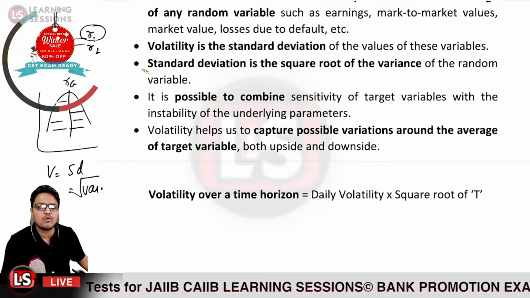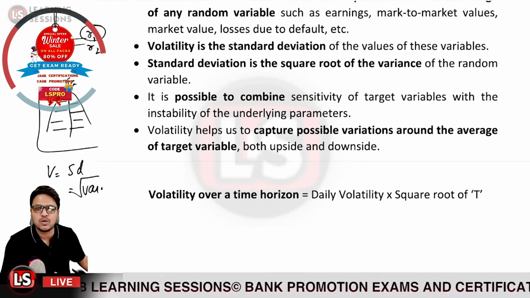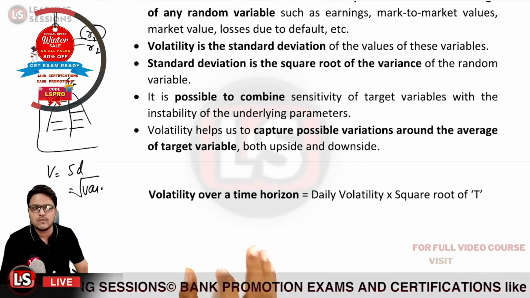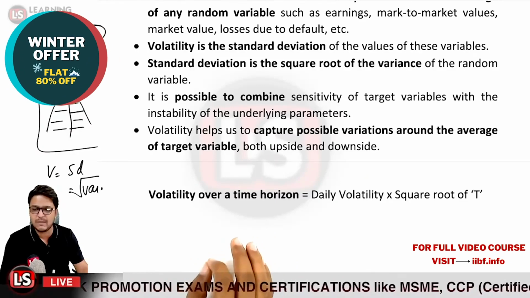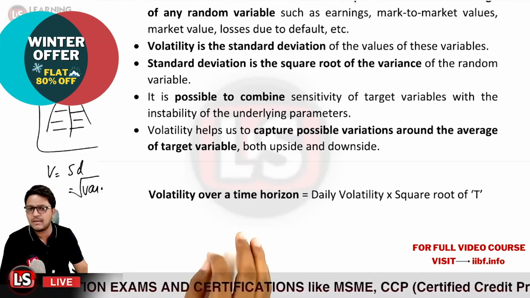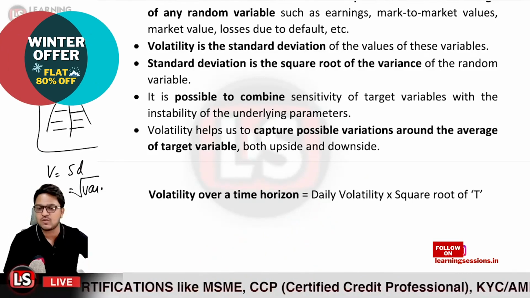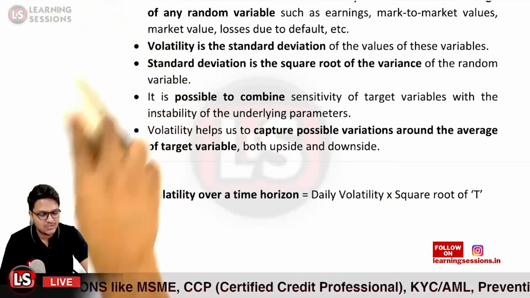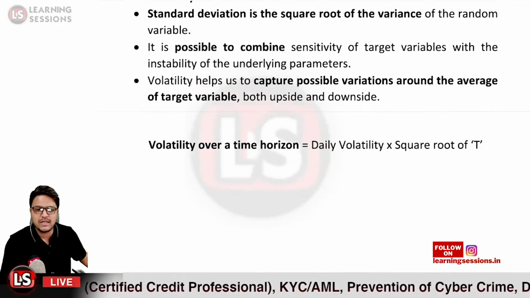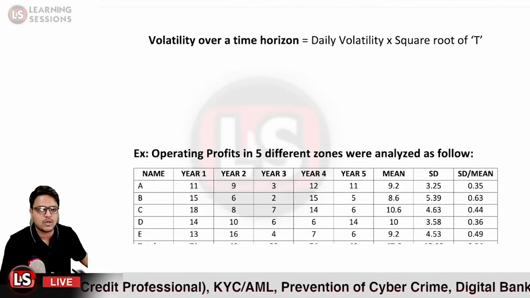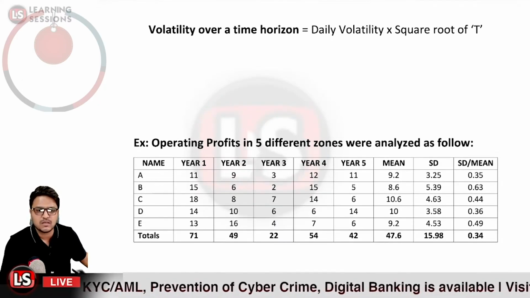Volatility over a time horizon is equal to daily volatility multiplied by the square root of t. So volatility over a time horizon is equal to what? It is equal to the daily volatility multiplied by the square root of the time period given. We will be solving the questions related to it in the very next class, the case studies and also the questions related to volatility itself. Next, it is related to the downside potential. But before going to that, we are going to solve some examples.